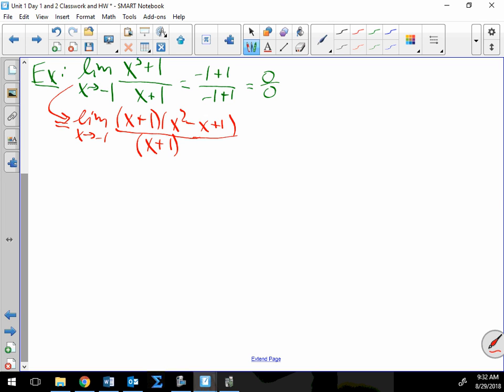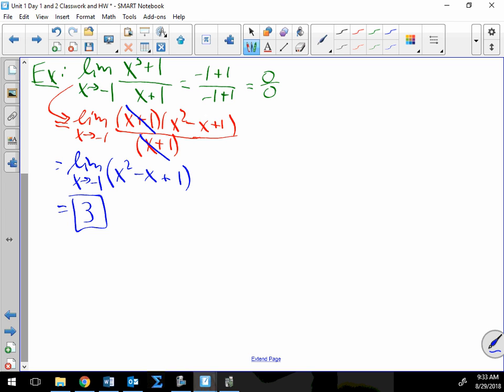Okay, so say if you can remember. Alright, we reduce these. Limit as x approaches -1 of x squared minus x plus 1. And what do we get when we substitute that in? 3. Alright, questions so far?